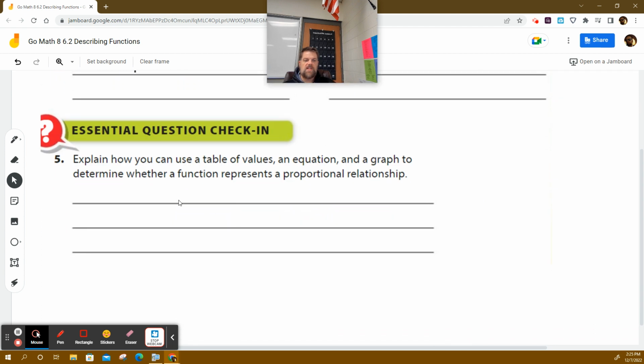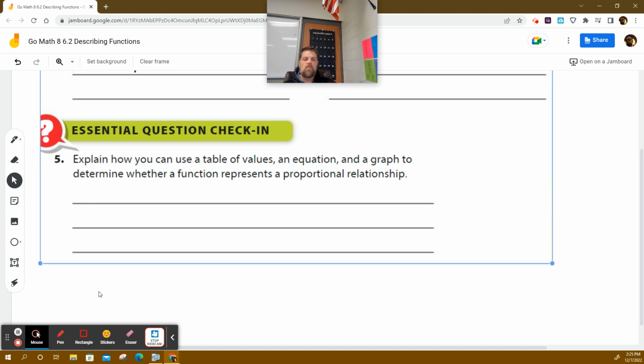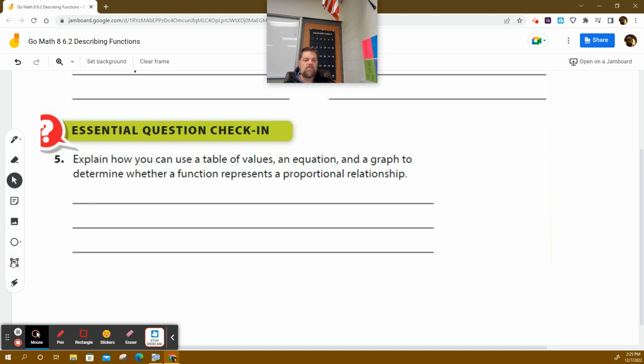Now, for the last one, it says, explain how you can use the table of values of an equation and graph to determine if the function is proportional or not. Well, what does that mean? Explain to me what that process would be like. Yes. Like it helps you figure out what the x and b can be. Yeah, so I like what you said there. I'm going to word it a little more fancy, okay?